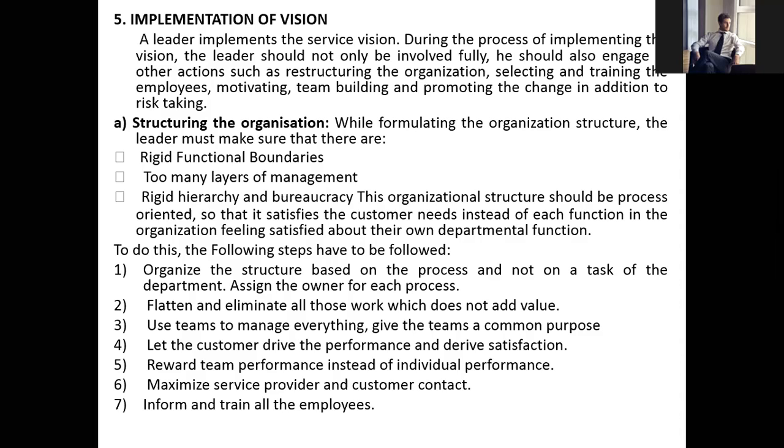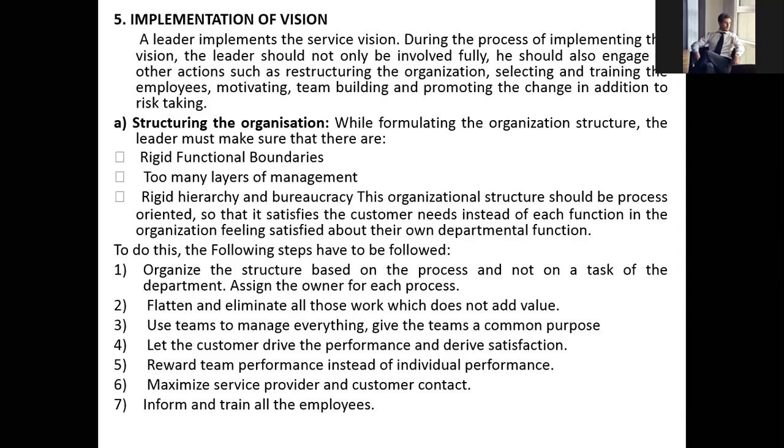What are the steps you need to follow? First one is organize the structure based on the process and not on a task of the department. What are the steps? What is the process? You need to follow that instead of only working in the department.